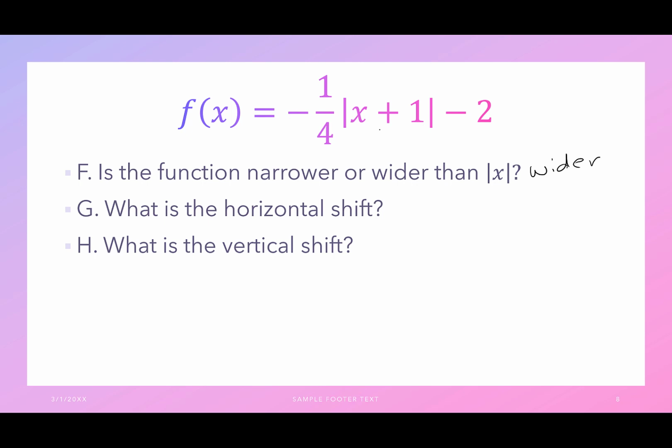The horizontal shift comes from the plus 1. You know how I say, when is that 0? So x plus 1 is 0 when x is negative 1, which is to the left. So this is left 1 unit. And then the vertical shift is the minus 2. So this is down 2.